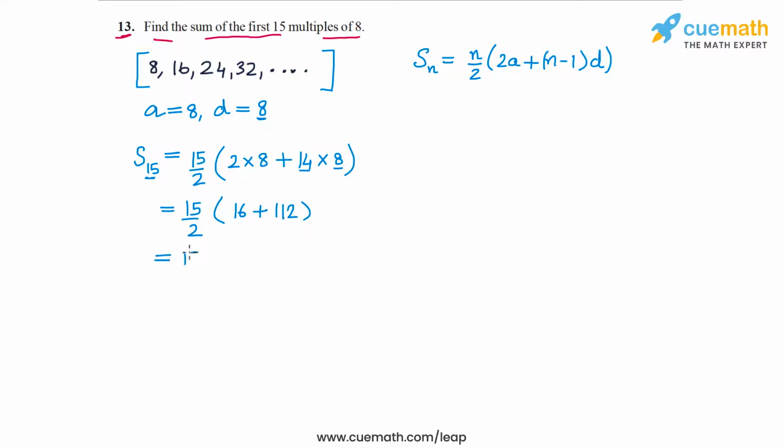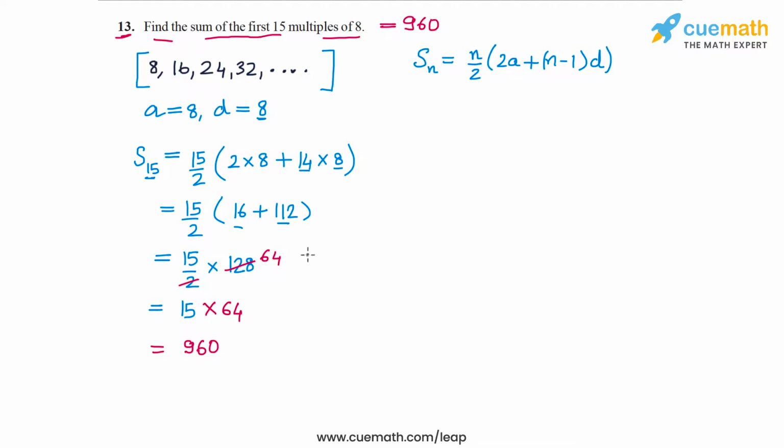So this is equal to 15 by 2 into (16 plus 112). 112 plus 16 is 128. So 15 by 2 into 128, or 15 into, dividing 128 by 2, we get 64. So 15 into 64, and this product is equal to 960. So the sum of the first 15 multiples of 8 is equal to 960. So this is our answer.